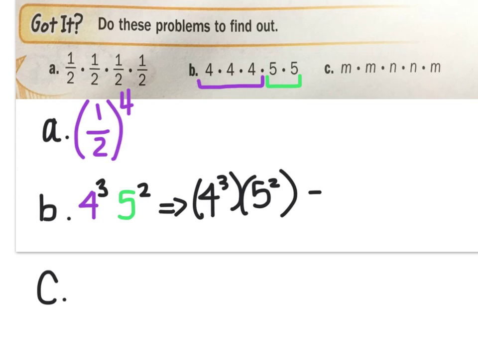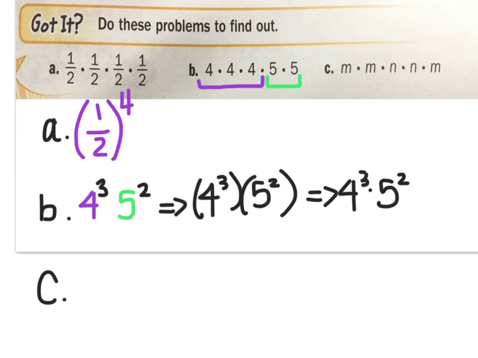You could also write it either way. The first, the second, or the third way would be considered correct. Looking at our third example, again, we have 2 different bases. This time we're working with variables.